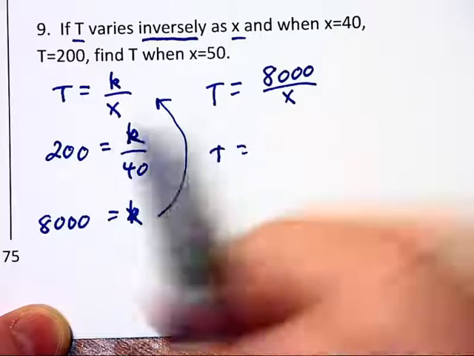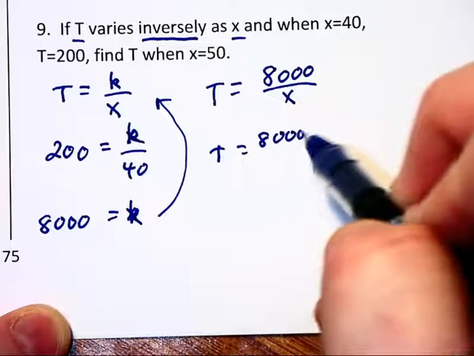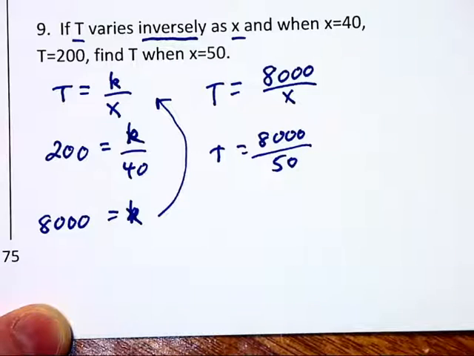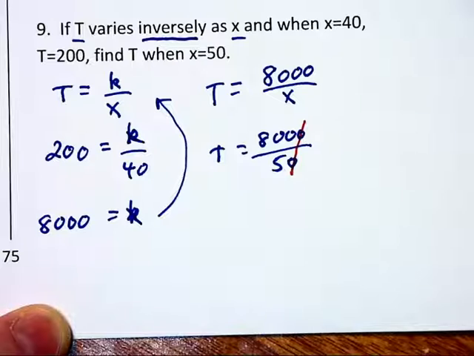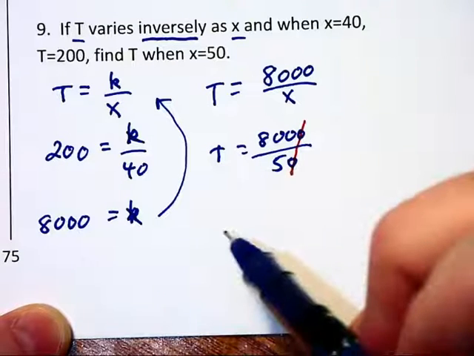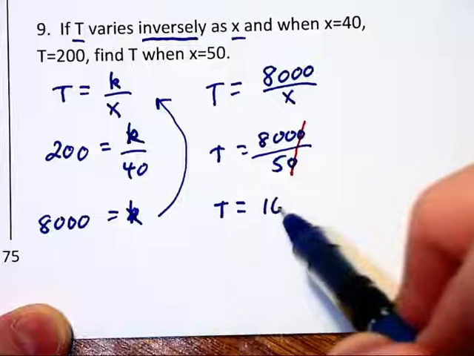And then it says find t when x is 50, so we'll substitute in 50 for x. Note that I can divide the numerator and denominator by 10, canceling out those zeros, and then what's left, 800 divided by 5, is equal to 160.